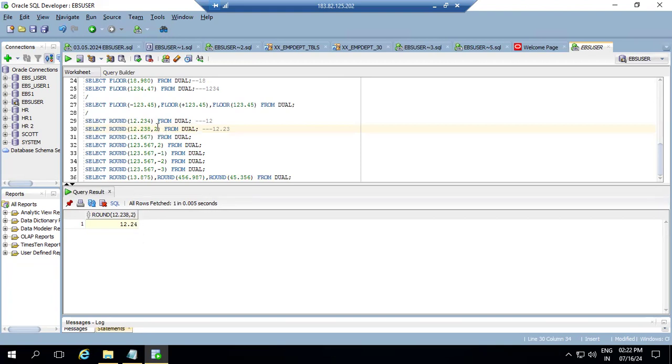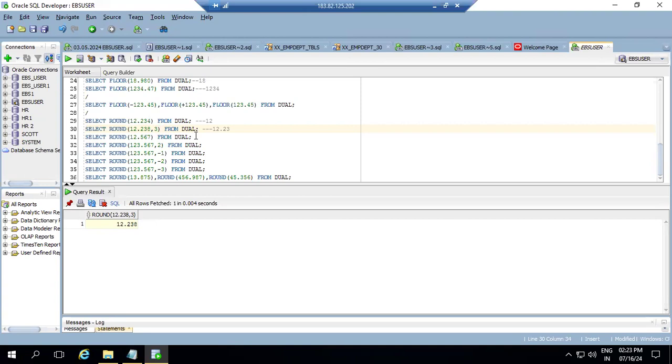If you mention the decimal places as 3 over here, now what will happen? It will show 12.238, with the 8 itself. That is the decimal places. If you have a doubt, just observe here: after this point, these are the decimal places. According to that, you mention 3, so it is 3. So it is 12.238 over here.